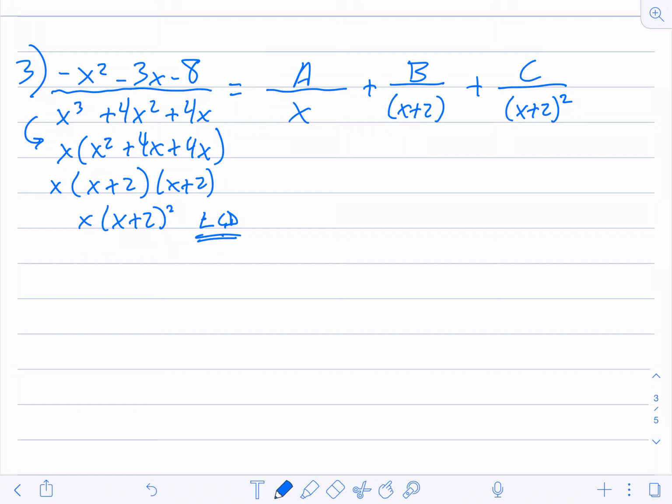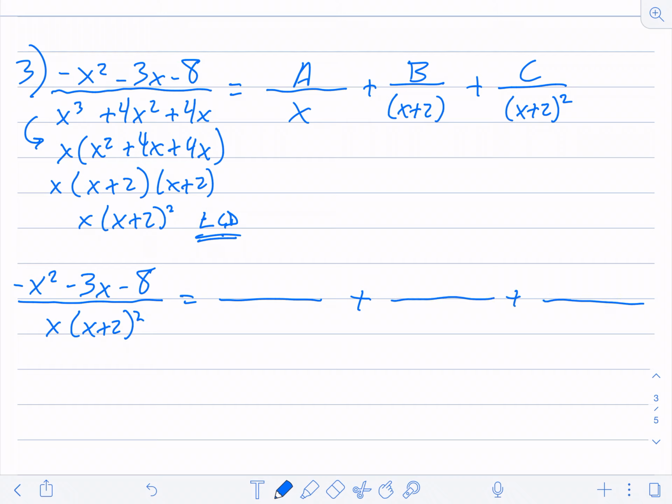So now for this one, I'm going to have to figure out what a, b, and c are. So let's rewrite this whole equation with my proper LCDs everywhere. So this is going to be negative x squared minus 3x minus 8 over, and let's just write this as the LCD, x times x plus 2 quantity squared, right? And now my three other fractions, I'm going to rewrite them all using my LCD. So this is x times x plus 2 quantity squared, x times x plus 2 quantity squared, x times x plus 2 quantity squared. So how does that change my numerators?